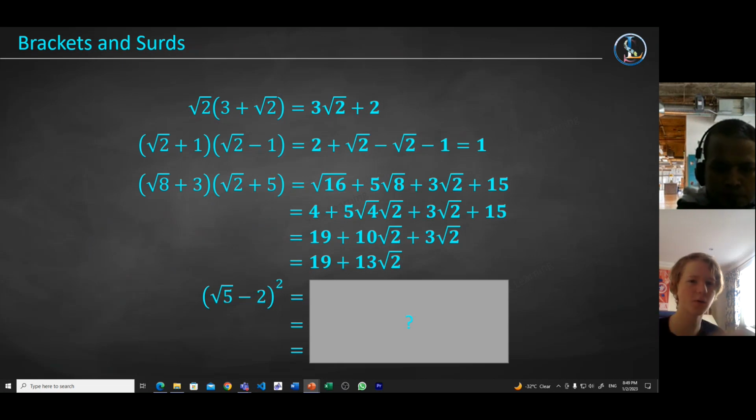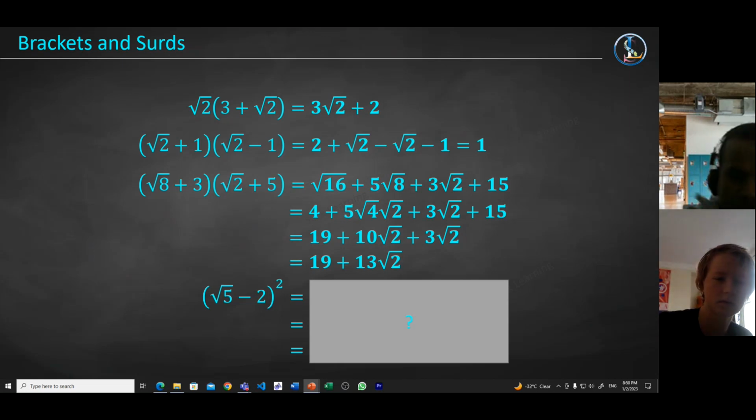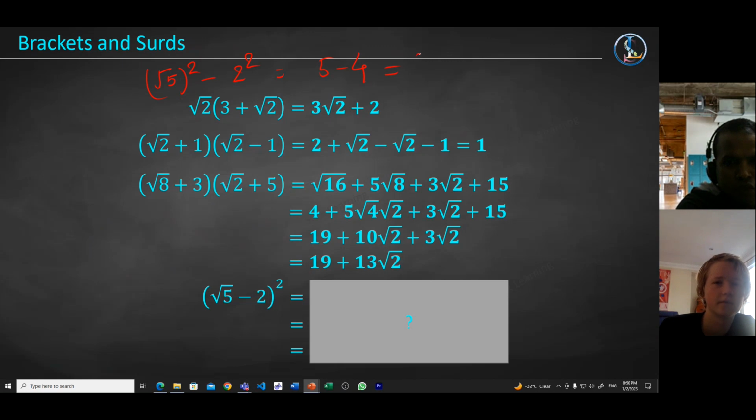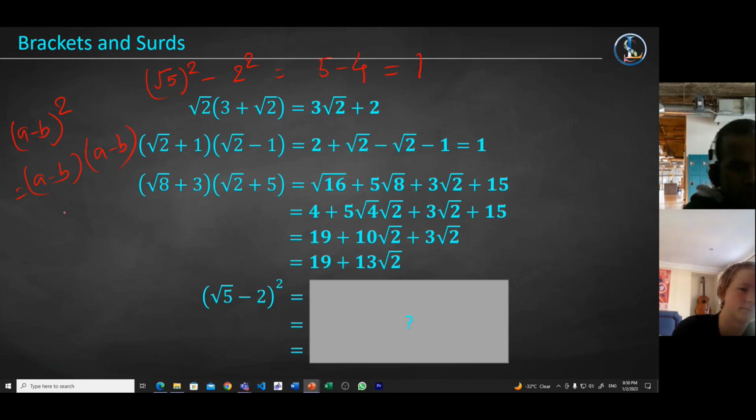As it's squared, wouldn't that just be 5 minus 4? No, because you're square rooting the 5. If it were square root 5 squared minus 2 squared, then it would be 5 minus 4, that is 1. But it's a complete whole square, and a whole square is different. A minus b squared means a minus b multiplied with a minus b.